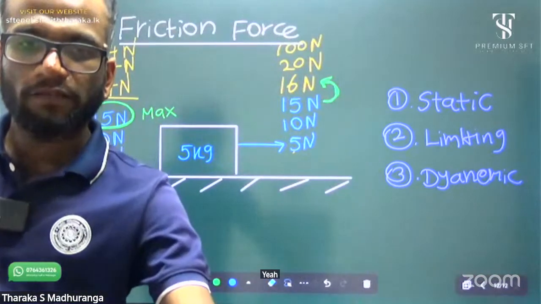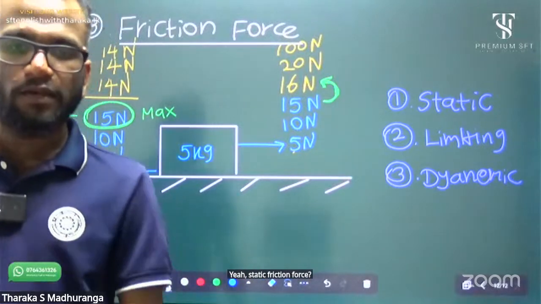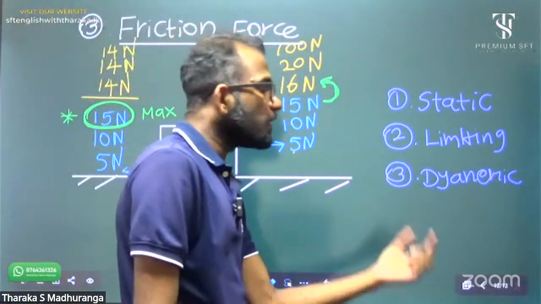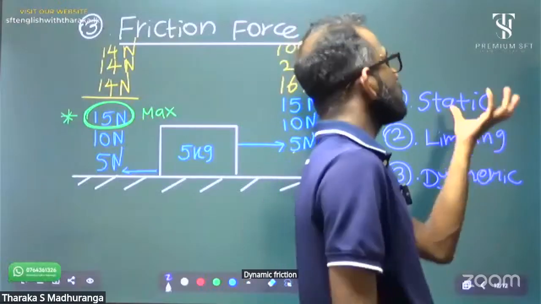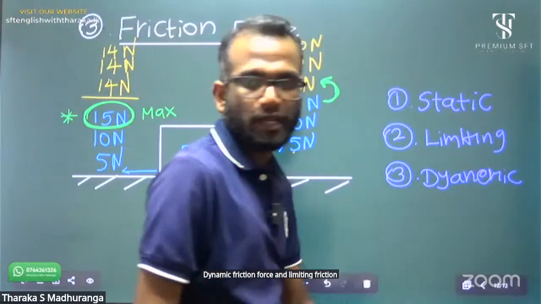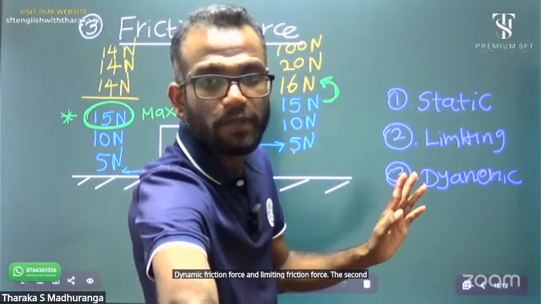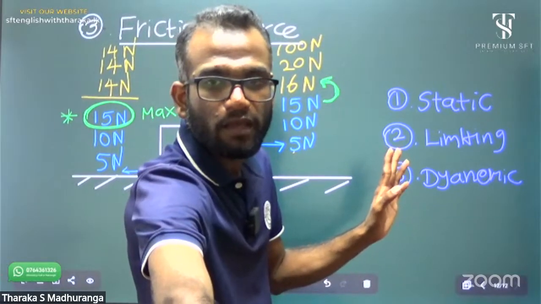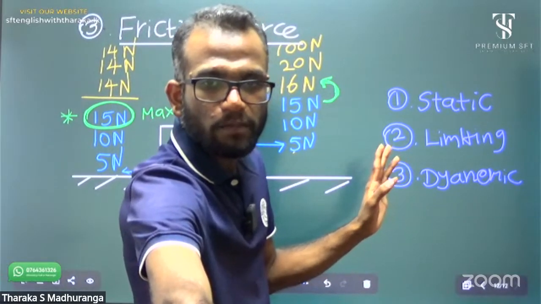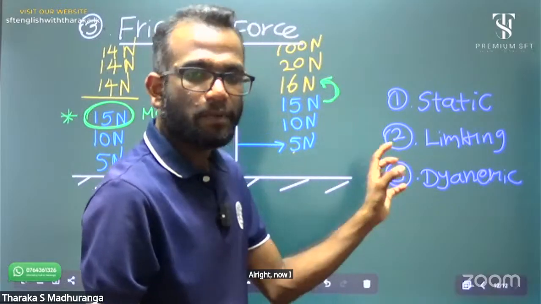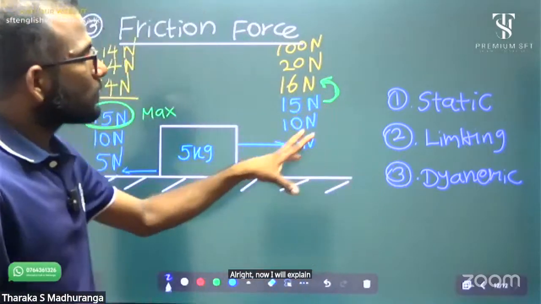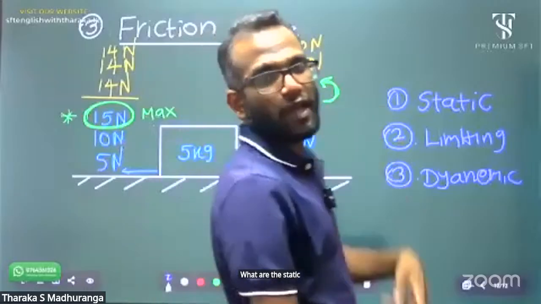Static friction force, dynamic friction force, and limiting friction force. The second one is limiting; the three are static, limiting, and dynamic. All right, now I will explain very simply what the static, limiting, and dynamic friction forces are.